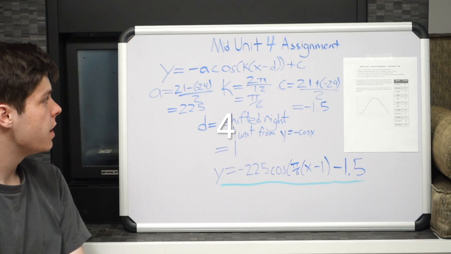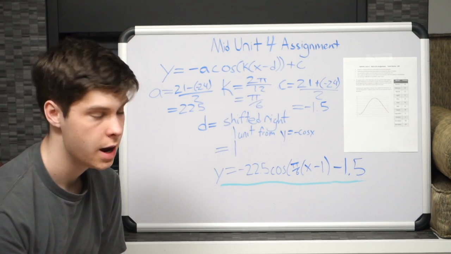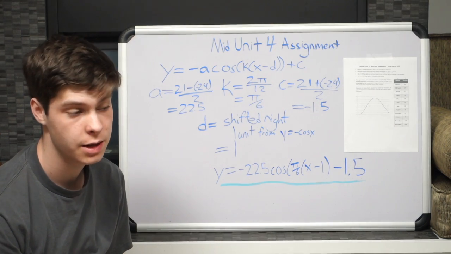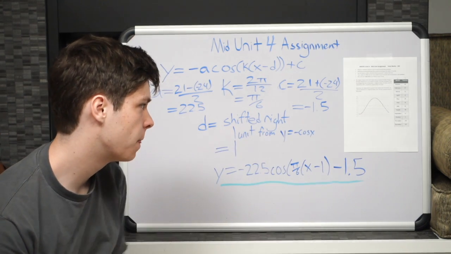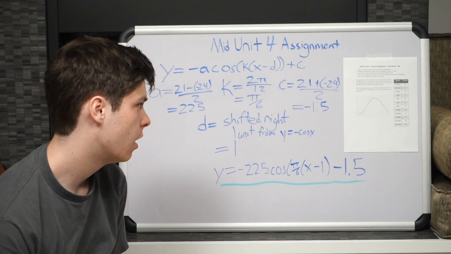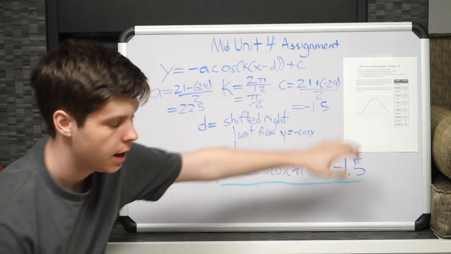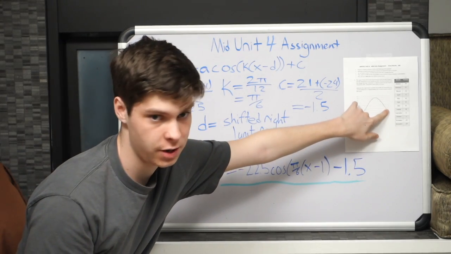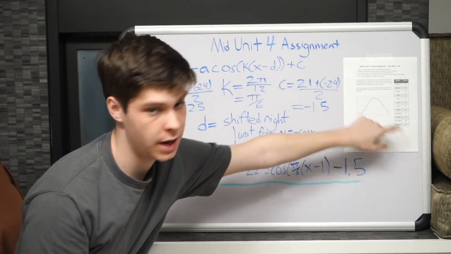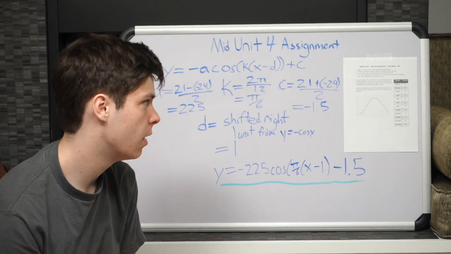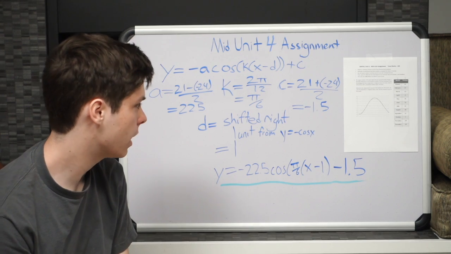Okay, so this is the mid-unit 4 assignment, and right now we're going to do question 4. What it's asking is, using the given information, find the equation of the graph. By looking at this, it has one peak and two troughs, and it begins with a trough and ends with a trough. Therefore, we can conclude that it is y equals negative cos of x.